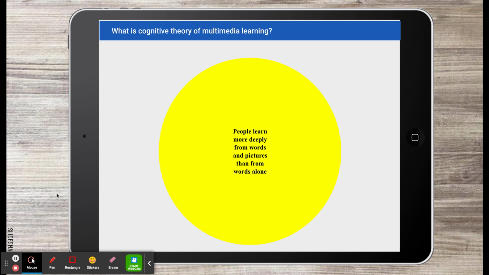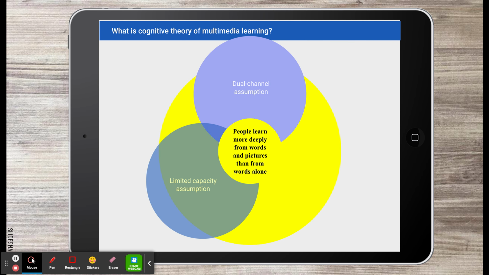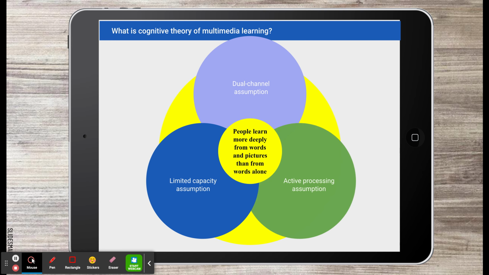So the first assumption that was given was dual channels. In dual channels, humans possess separate channels for processing visual and auditory information. Then there's the limited capacity assumption. In this assumption, humans are limited in the amount of information that can be processed in each channel at one time.